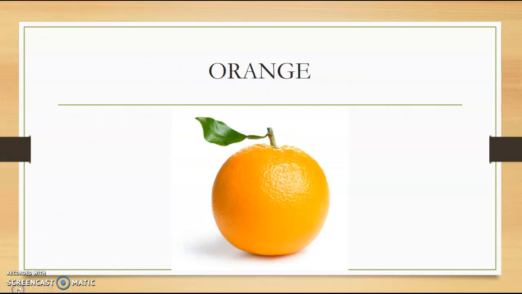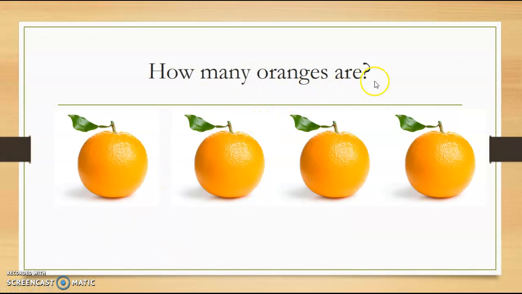Very good. Orange. Naranja, orange. How many orange are? Let's count. One, two, three, four orange. Four orange. Very good. What color is the orange? The orange is color orange. Naranja. Very good.